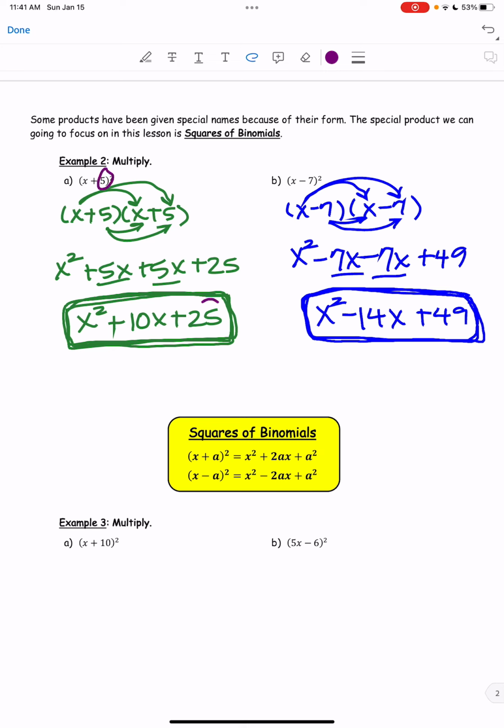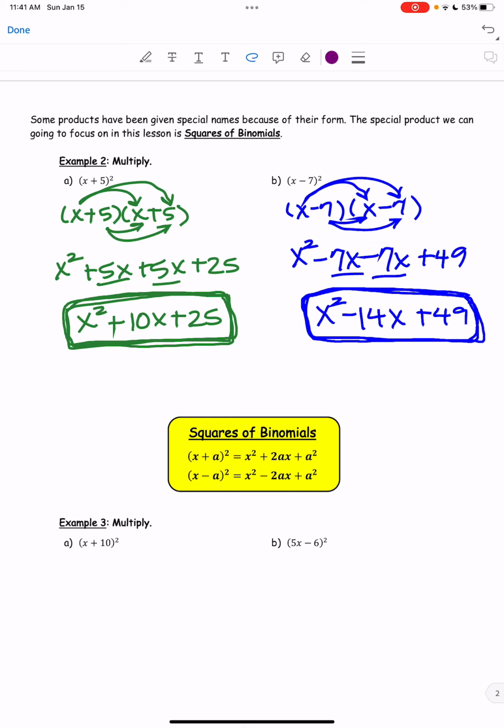Okay, so 5 squared is 25. Negative 7 squared is 49. And then here you either have plus 2ax or minus 2ax. And the reason for that is because you're going to end up, when you FOIL, getting that twice. And so you're going to be ending up doubling it.